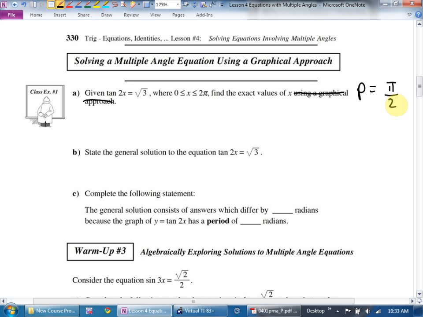All right. Temporarily, to make things less confusing, I'm going to let A equal 2x. Why do you use the letter A? Because they hardly ever use it as a variable, so I know it's safe. I'm going to solve tan A equals root 3.